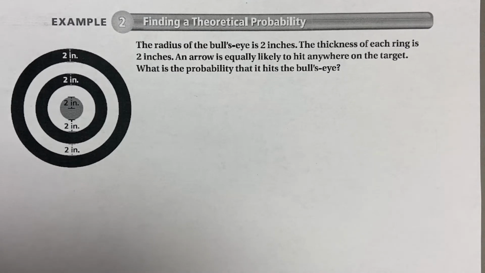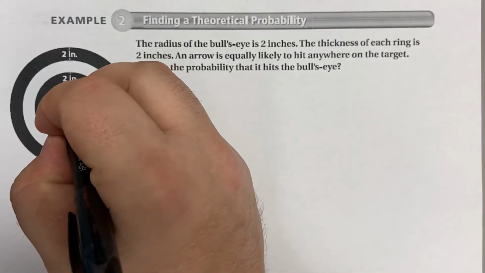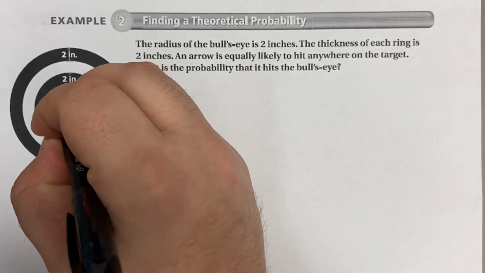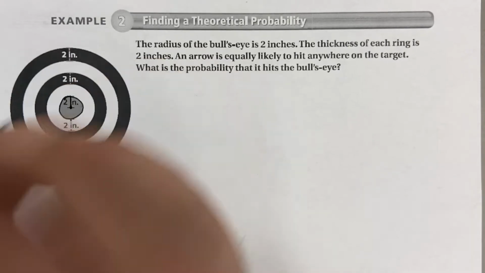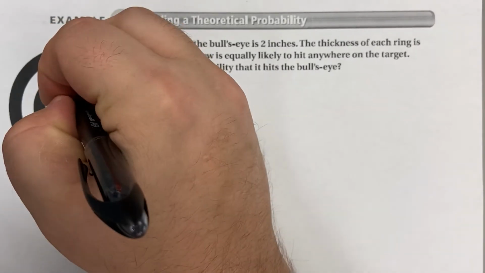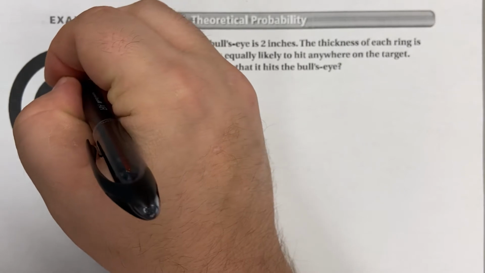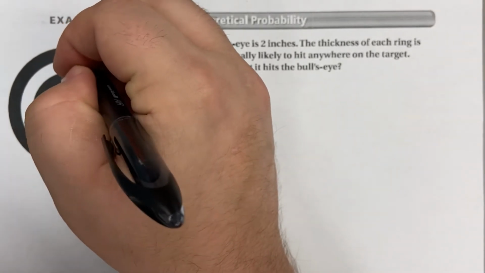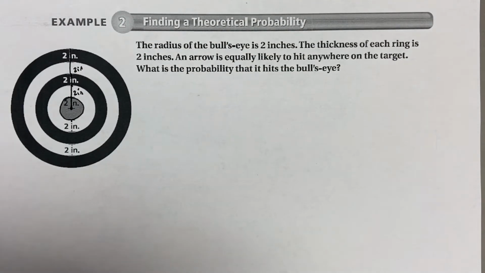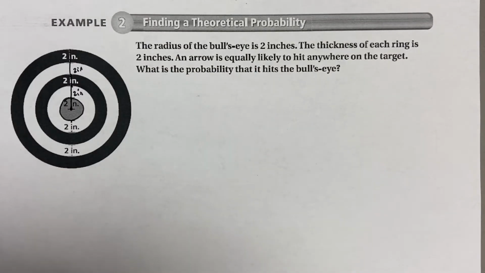So what we're looking at here is the radius of the bullseye is 2 inches. That means here's my bullseye, so its radius from the dead center to the edge is 2 inches. The thickness of each ring is also 2 inches, so here's 2 inches, here's 2 inches, there's 2 inches, here's 2 inches. An arrow is equally likely to hit anywhere on the target, meaning if we shoot it, it can hit anywhere on there. What is the probability it hits the bullseye?